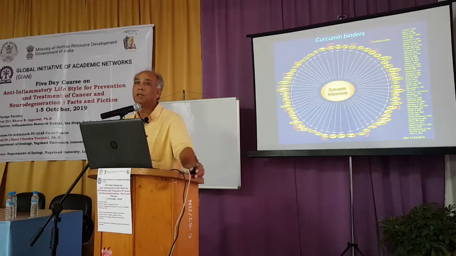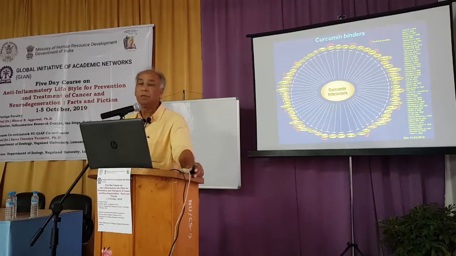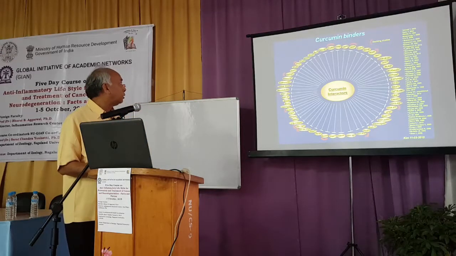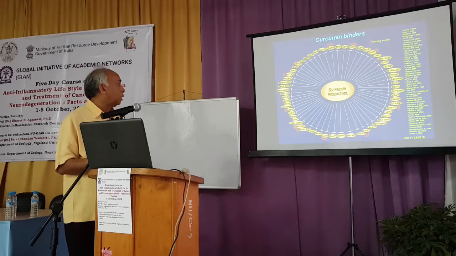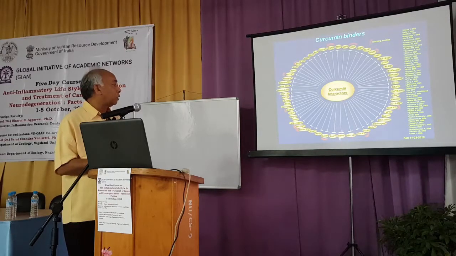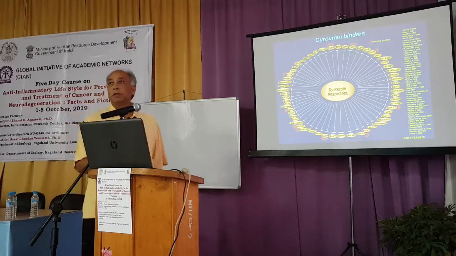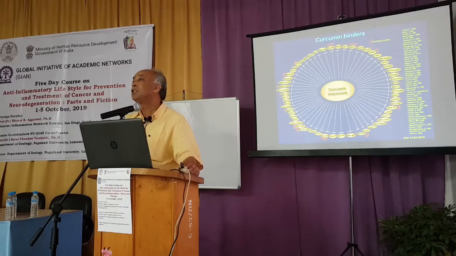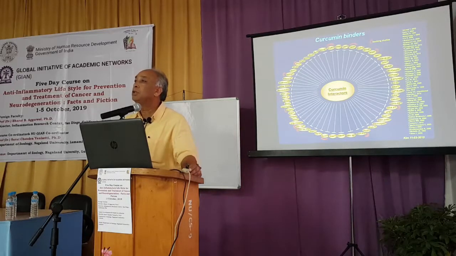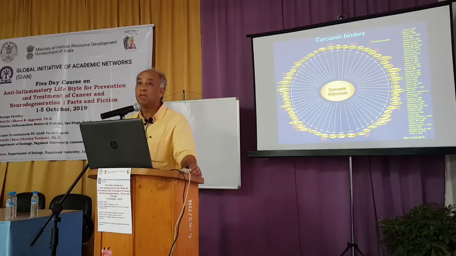So there is an enzyme called GSK3 beta. And here is GSK3 beta. This is the enzyme to which lithium binds. And lithium is used for depression. And curcumin goes and binds to the same enzyme in the brain and inhibits it. Therefore, it acts as an antidepressant.